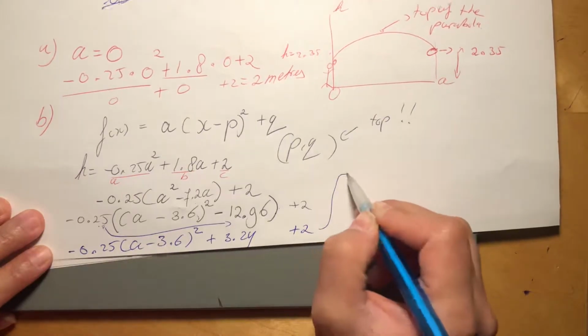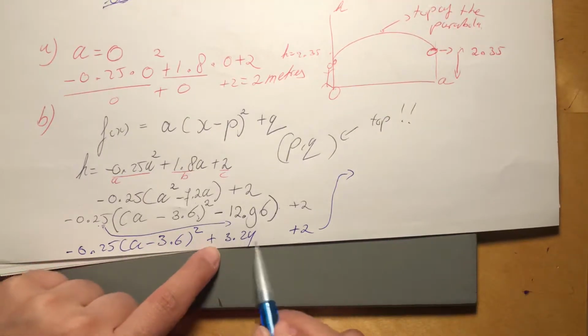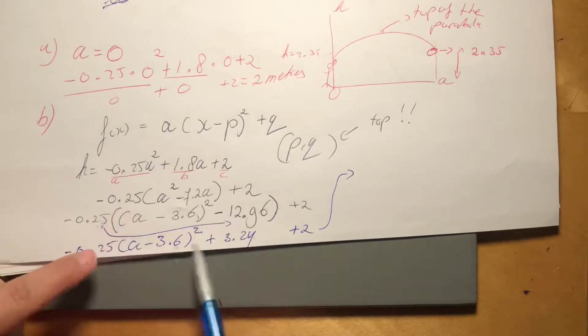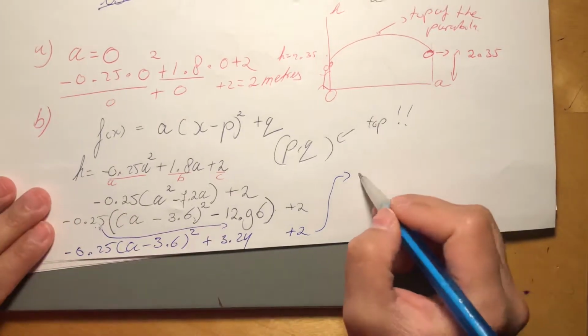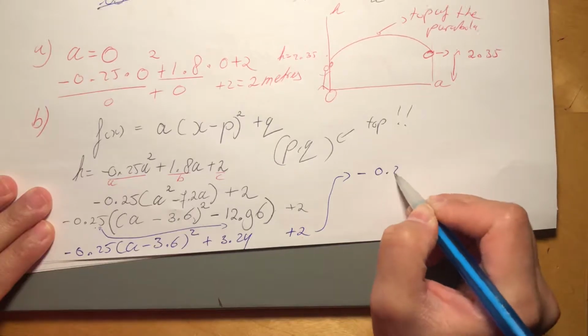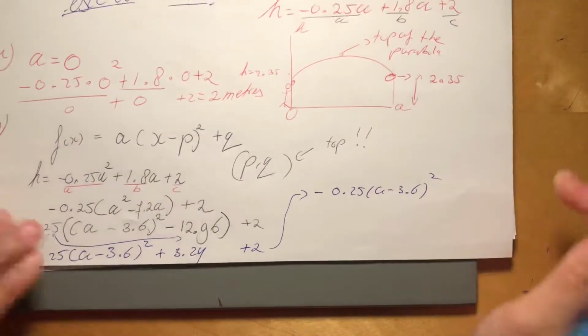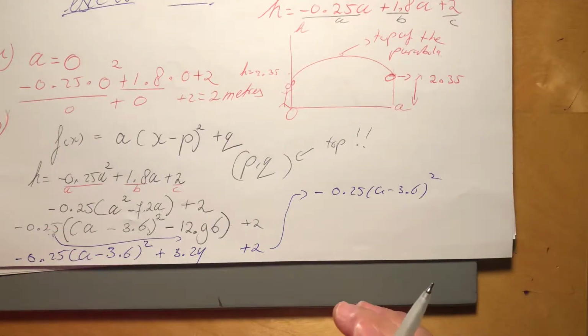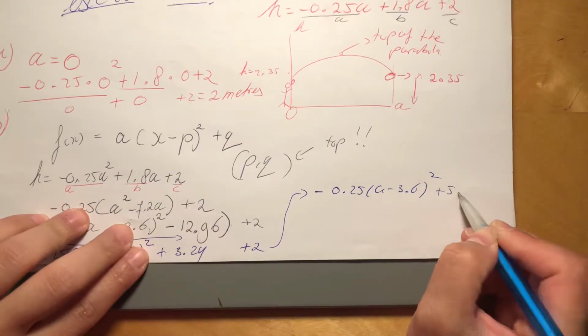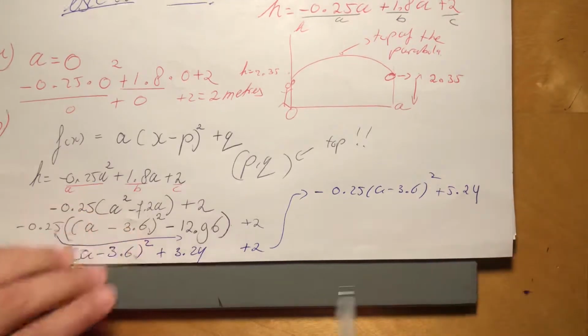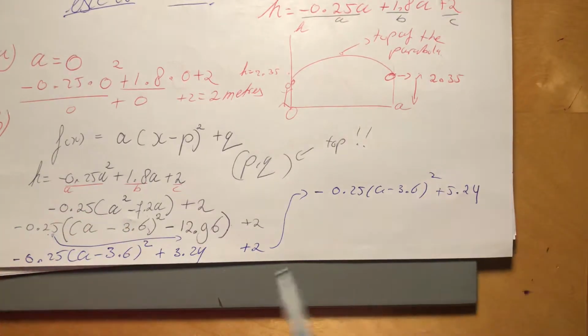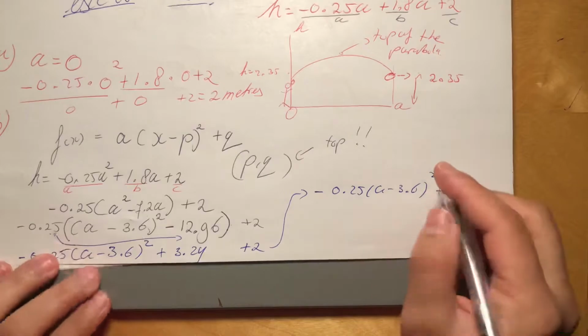Now we continue over here. You need to do one last step. Of course we multiply, then we add. You get negative 0.25, a minus 3.6 to the power of 2, plus, this becomes together plus 5.24. Now, you see the generic form once again.